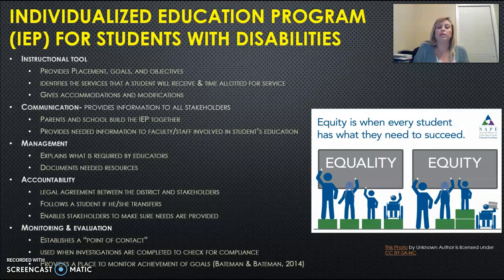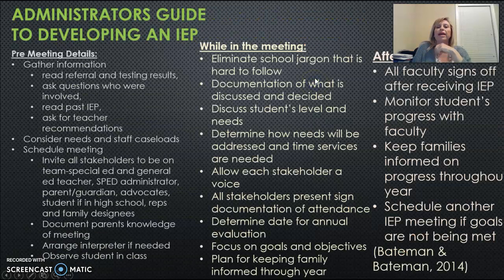Accountability. Legal agreement between the district and stakeholders. Follows a student if he or she transfers schools. Enables stakeholders to make sure that needs are provided. And then it provides monitoring and evaluation, which establishes a point of contact, is used when investigations have to be completed to check for compliance, and it provides a place to monitor achievement of goals. Bateman and Bateman, 2014. Administrator's Guide to Developing an IEP.